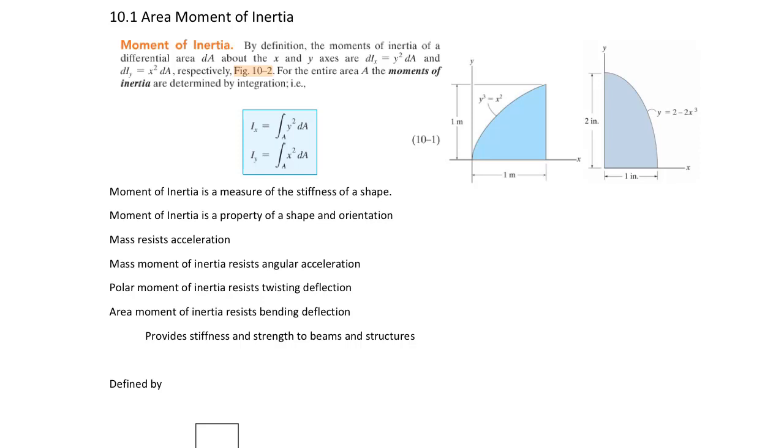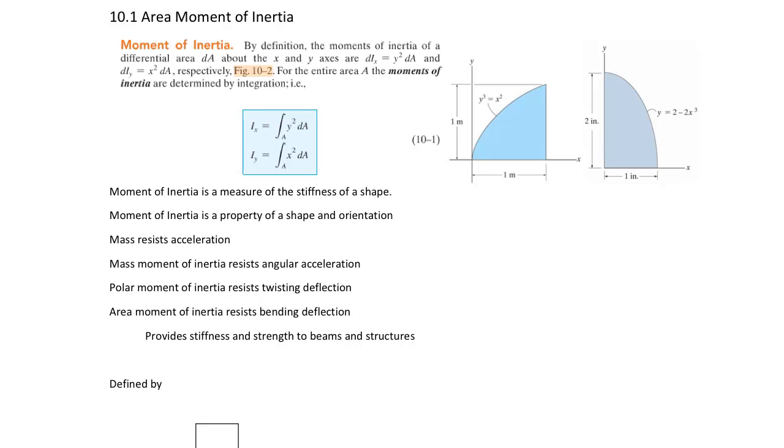Well, the moment of inertia is defined by the integral of y squared dA. If we had a couple of random shapes, we could find the moment of inertia about those. We're going to focus more on standard shapes in this course. And we just want you to know that the moment of inertia is a measure of the stiffness of the shape. It's a property of both the shape and the orientation.